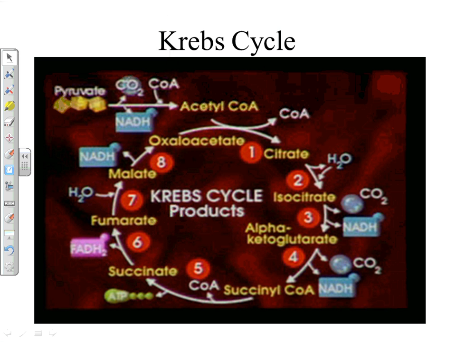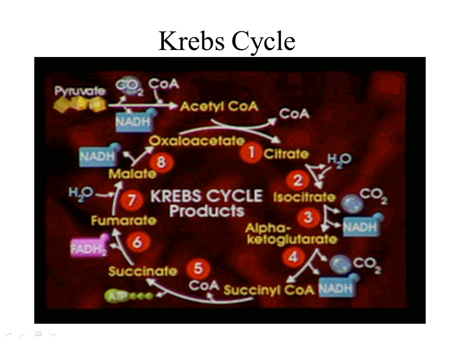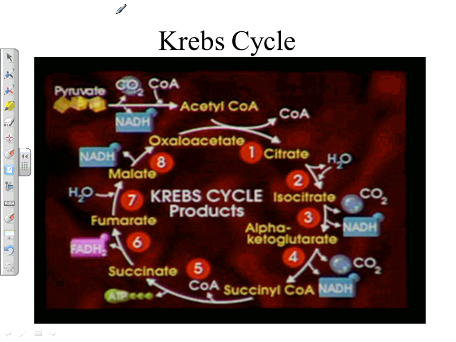Okay, so after glycolysis, we have a step in between glycolysis and the Krebs cycle. And I think we talked a little bit about this the other day. That's called the preparatory step. And I want you to notice something about pyruvate. Pyruvate's got 3 carbons.